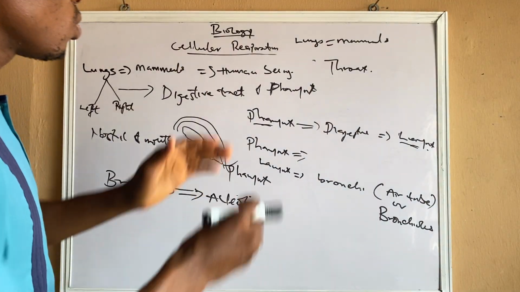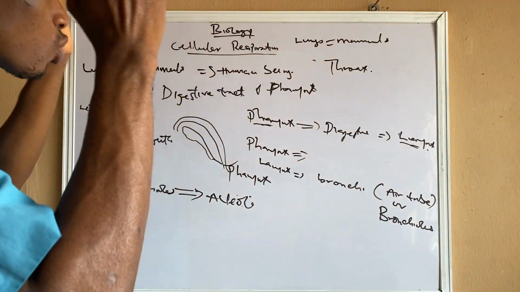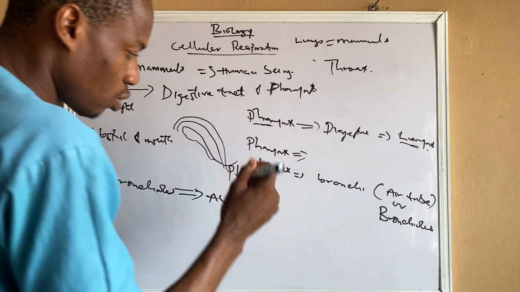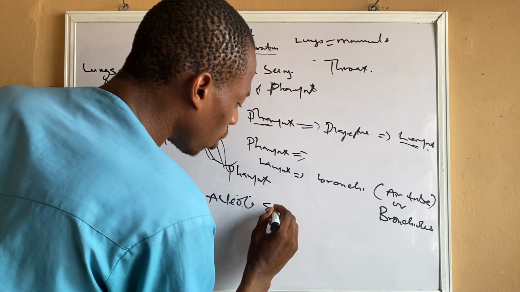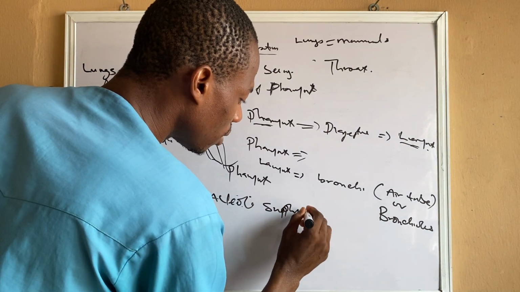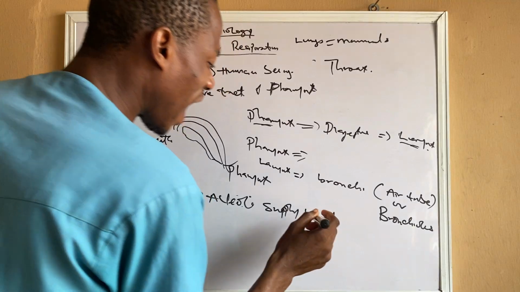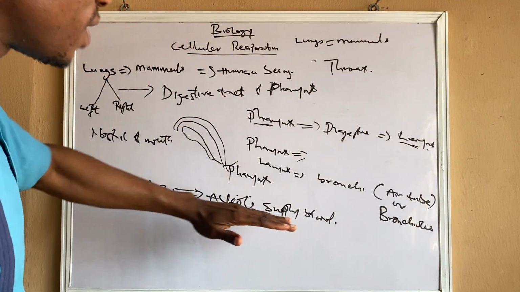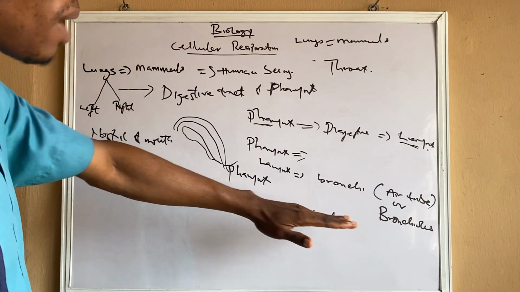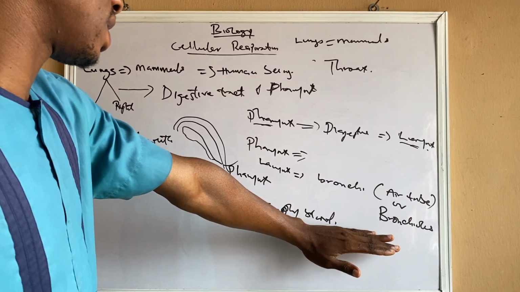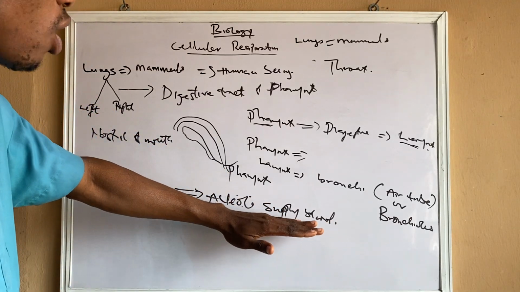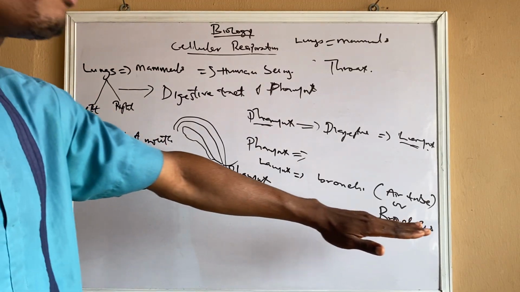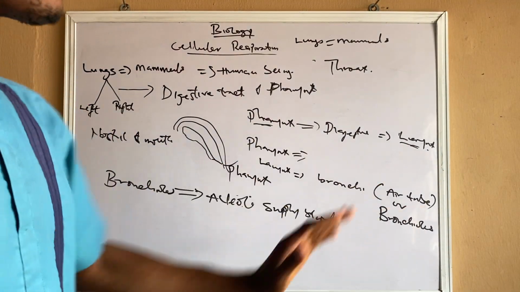Alveoli is the one that is well supplied with blood, because this is the point at which the what? Oxygen is being dissolved and carbon dioxide is poor at this stage. There is excess oxygen in these alveoli and a very poor level of carbon dioxide.